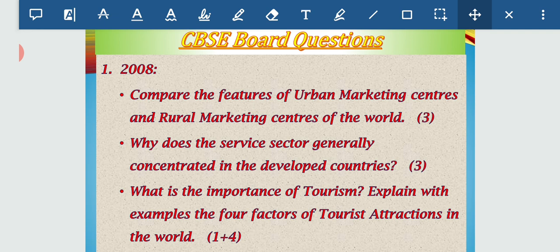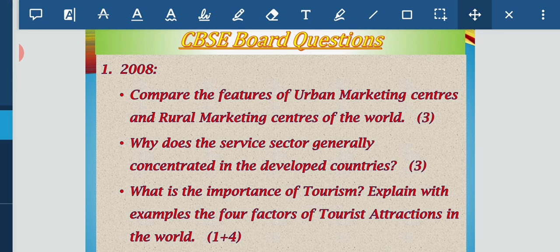Second, they have lots of financial support, their rate of investment and insurance facilities are well developed, and then their personal services and maintenance services are all well developed. There, the links between producers and consumers are quite well developed in the developed countries. So that is the reason why the service sector is concentrated in the developed nations.